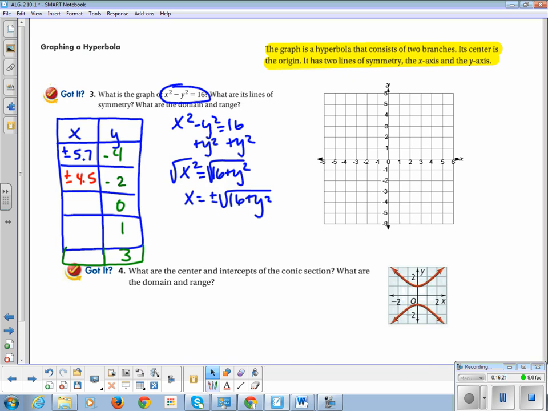0. 0 squared is 0. 16 plus 0 is 16. Square root of 16 is 4. So at 0, we are plus or minus 4. If y is equal to 1, 1 squared is 1. 16 plus 1 is 17. The square root of 17 is 4.1. And lastly, but not leastly, 3 squared is 9. 16 plus 9 is 25. Square root of 25 is 5. So it's plus or minus 5.